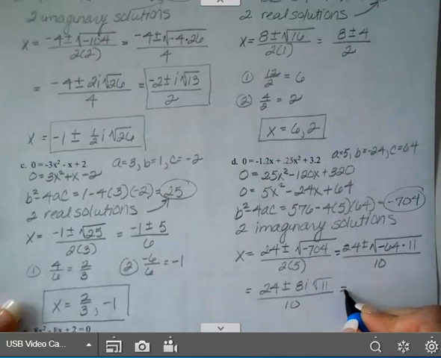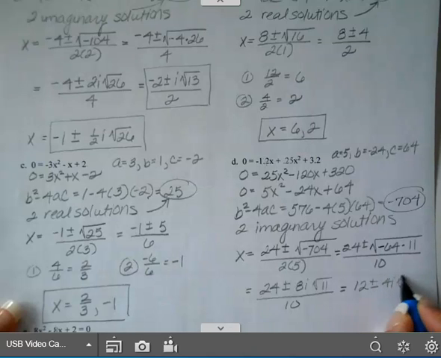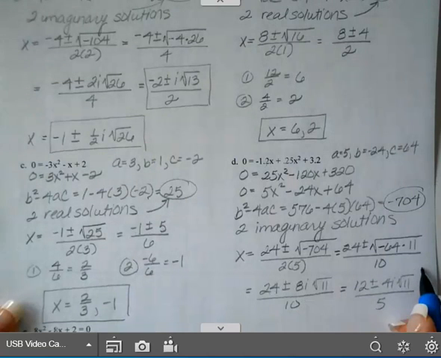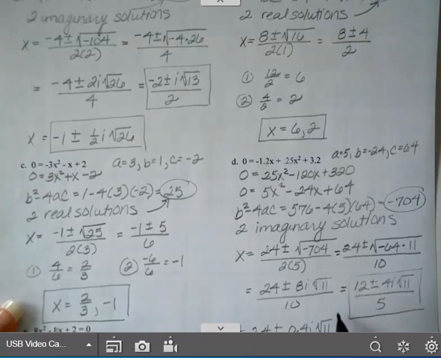And these are all divisible by 2. So I could do 12 plus or minus 4i square root of 11 all over 5. So you're dividing each of those terms. If you wanted to go ahead and divide it and write this as 2.4 plus or minus 0.4i square root of 11 and use decimals, I would be okay with that as well.